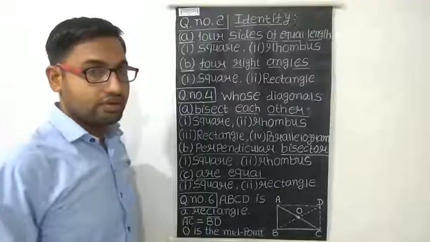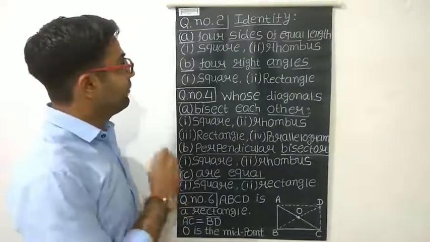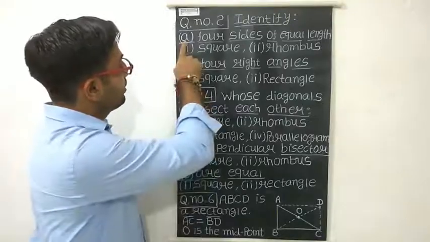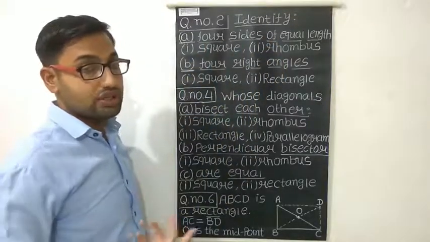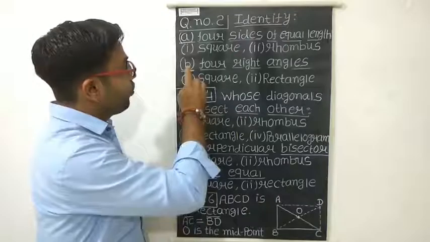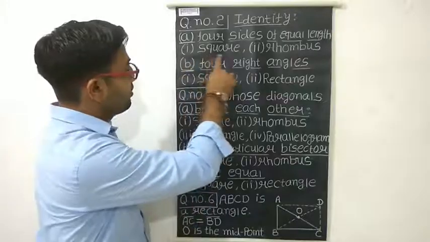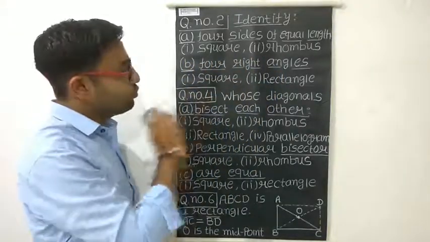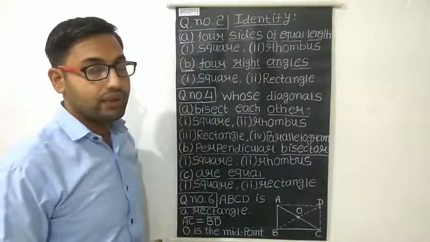Okay. So in question number 2, what is question number 2? We have to identify the quadrilaterals which have four sides of equal length. So which quadrilaterals have all four sides of equal length? So yes, there are two shapes. One is the square and the second one is the rhombus. These two quadrilaterals have all four sides of equal length.